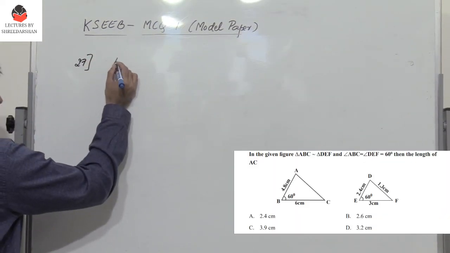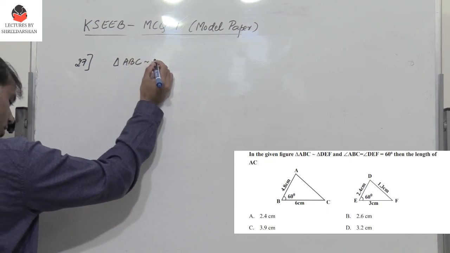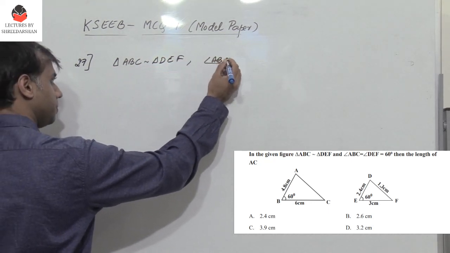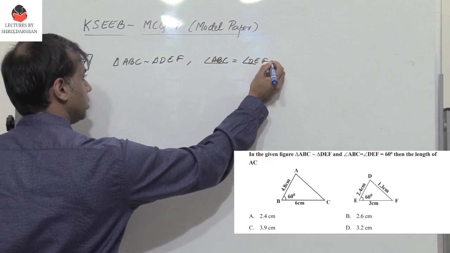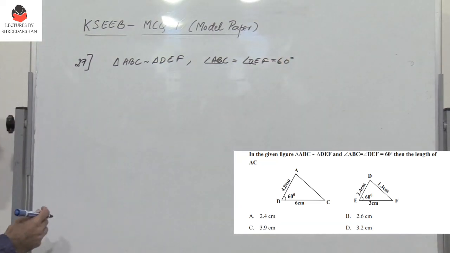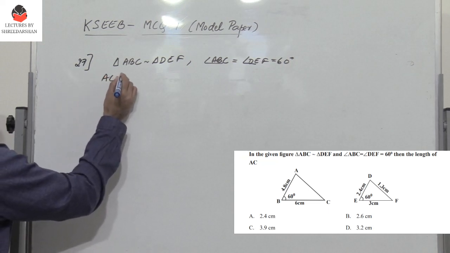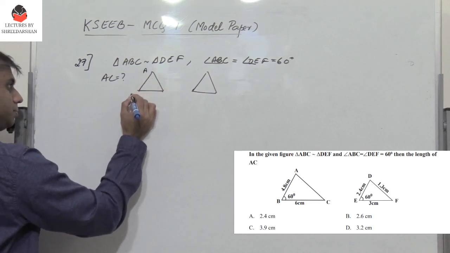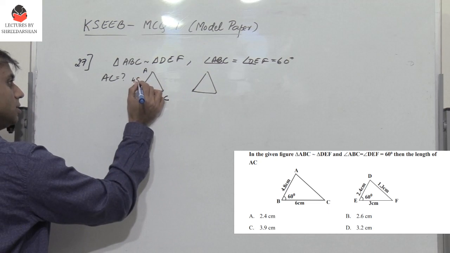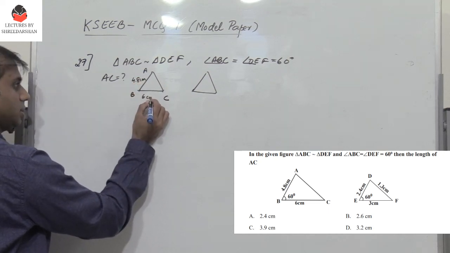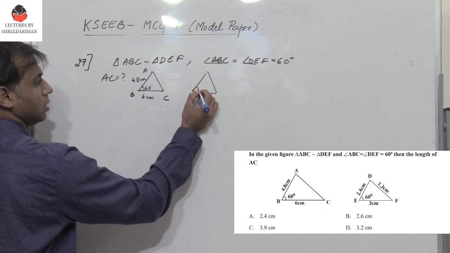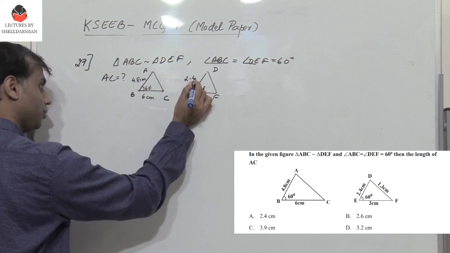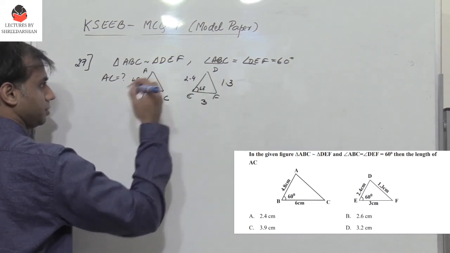Problem 27. We find that triangle ABC is similar to triangle DEF, and angle ABC is equal to angle DEF is equal to 60 degrees. So if that is the case, what is AC? We need to find AC. So given the two figures, I have ABC. This is 4.8 centimeters, and this is 6 centimeters, and this is 60 degrees. This is also 60 degrees, DEF. And we find that this is 2.4, this is 3, and this is 1.3.